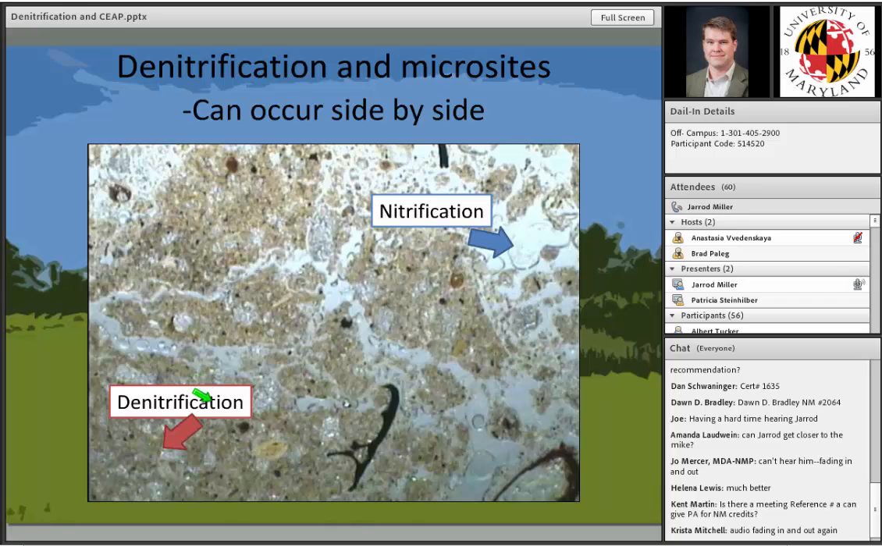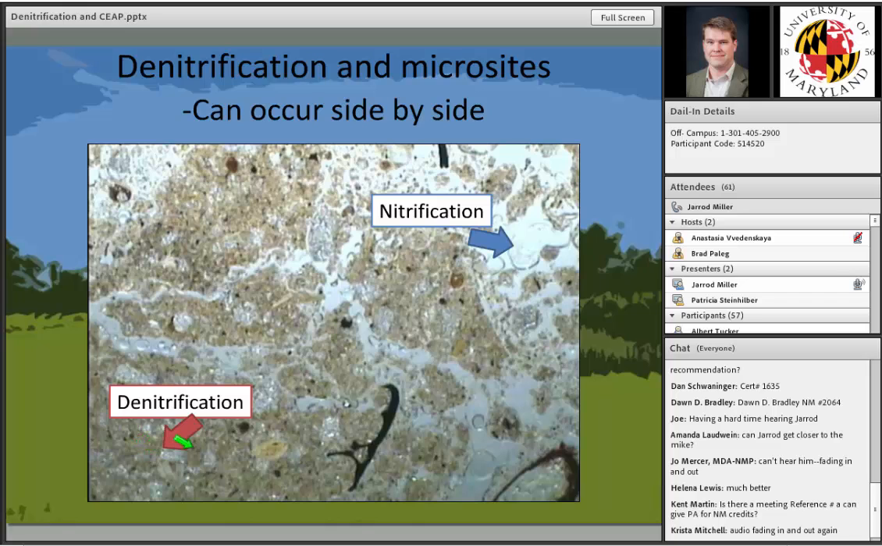So over here where you have large pore space, and so you have oxygen coming in from the surface of the soil, you can have nitrification occur. But in these smaller pores, if you have saturation, and your soil doesn't have to be underwater, they can just be saturated right in this section here in the small pores, you can have denitrification occur side by side.